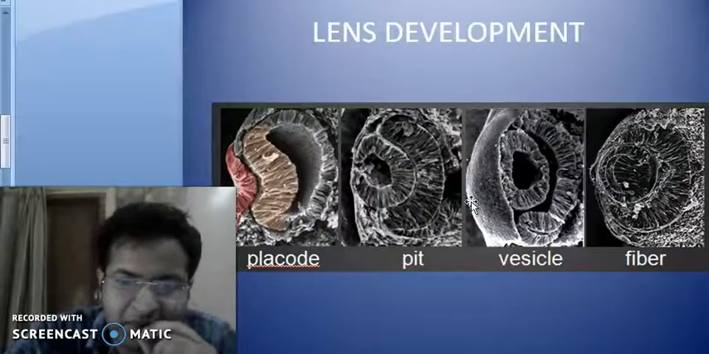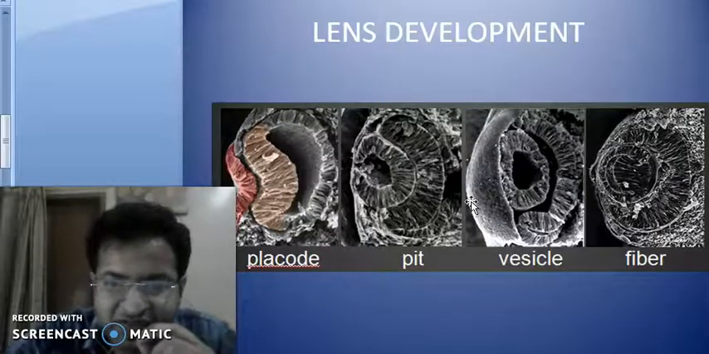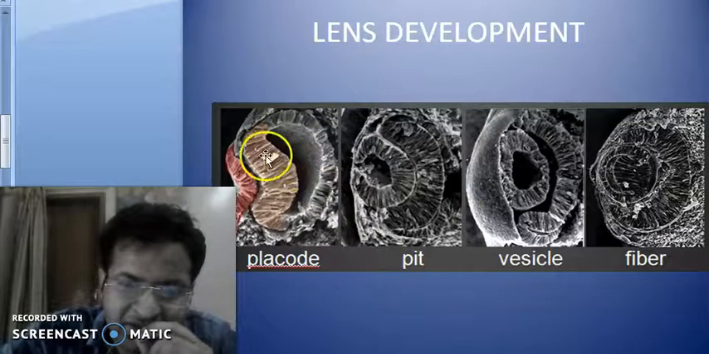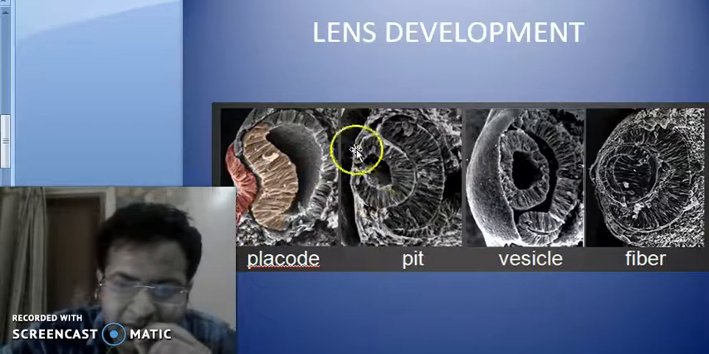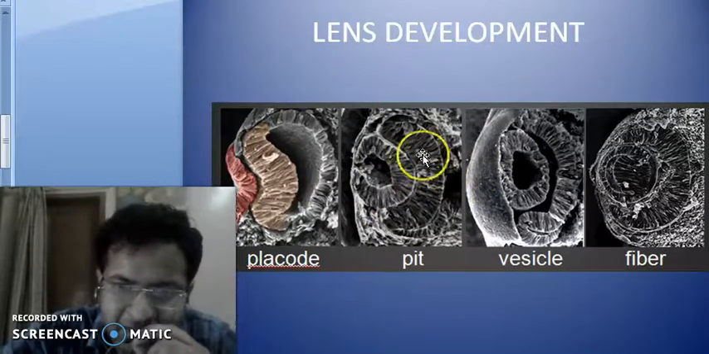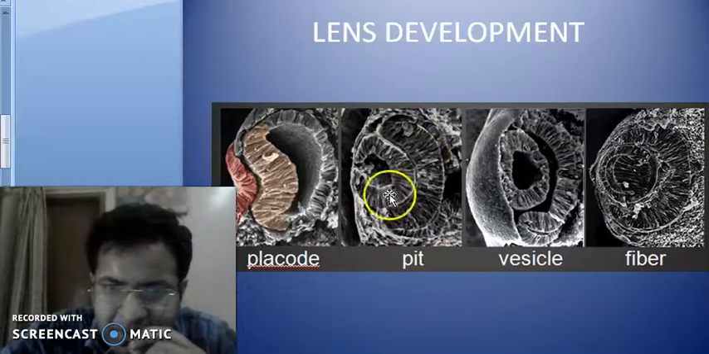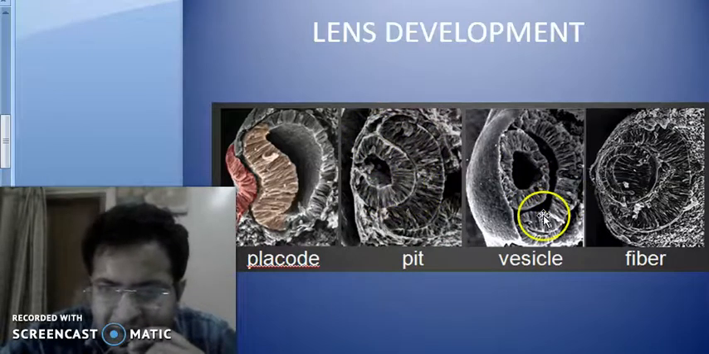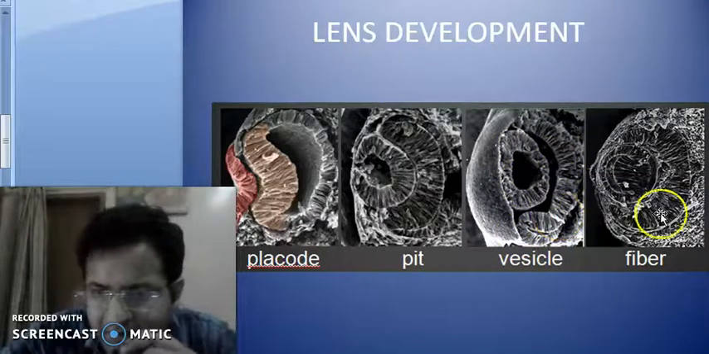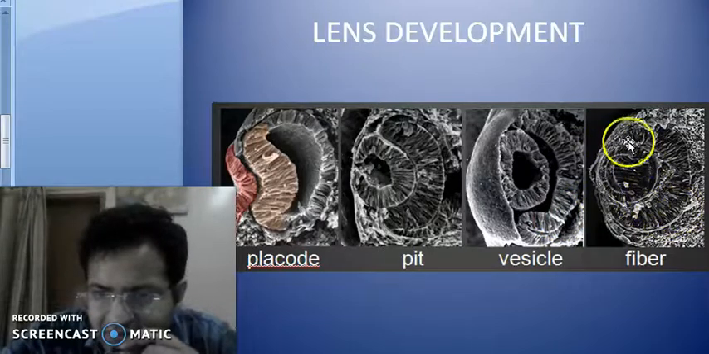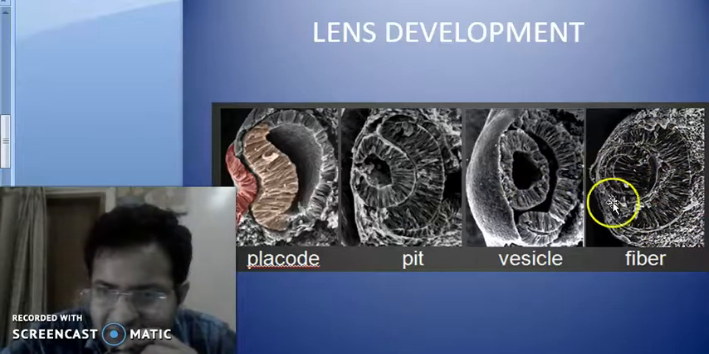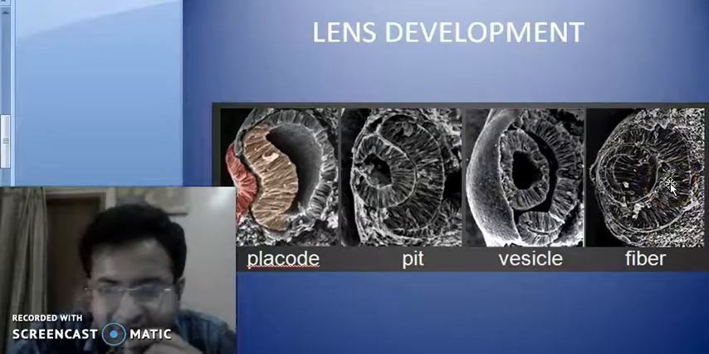lentis. So this is lens development in just one picture, where initially the lens placode is formed, then the lens placode turns into a pit, and the optic vesicle pushes the lens placode in, and this forms the lens vesicle. Then the optic cup vascular mesenchyme invades between the lens vesicle and the optic cup, and after a while the lens cells are formed. The fibers are laid down in the lens vesicle and the lens development is complete.